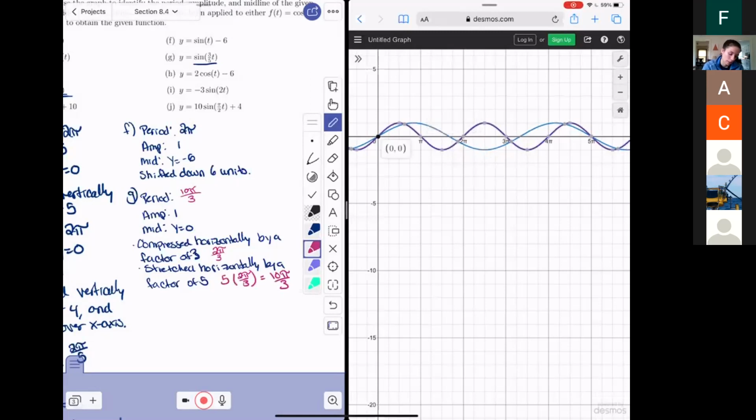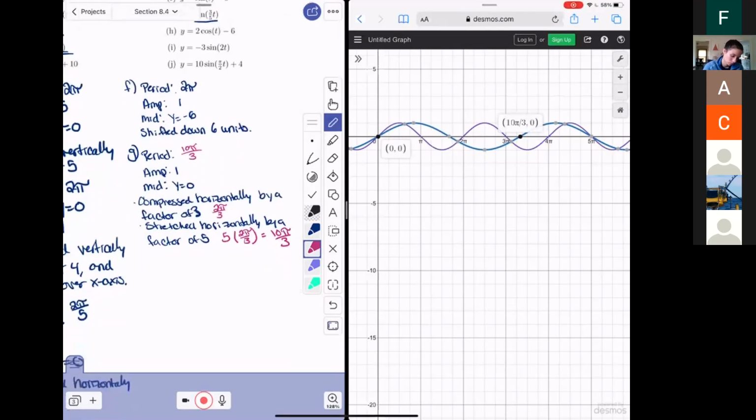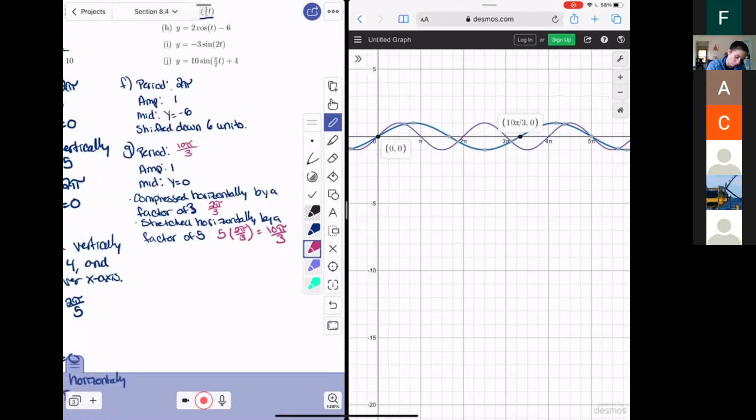You could always check it by just clicking on the point in Desmos, and we see that it's 10 pi over 3. Any questions? Next, we have problem H.